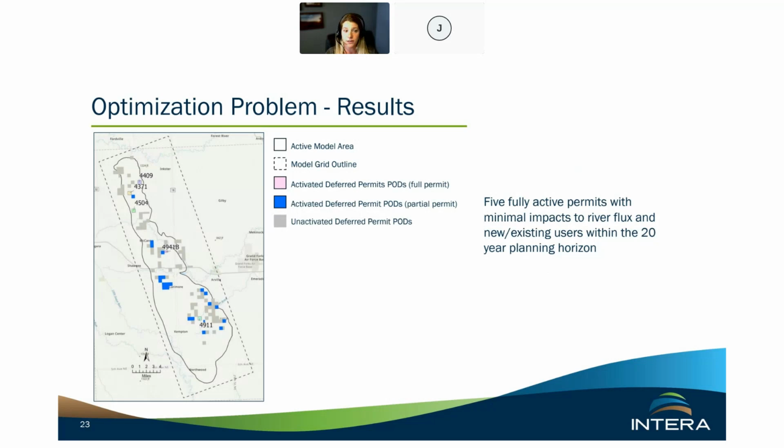So in this case, we ended up with 5 fully active permits, no AFR triggering across the 20-year planning horizon, and just these minimal impacts to the river flux. And so this was a pretty good result. This said to us that actually this aquifer could probably support more additional appropriation. And we actually now have some idea of where we can support more appropriation, and that we can do that without potentially triggering any AFR or what we're using as a proxy to impact.